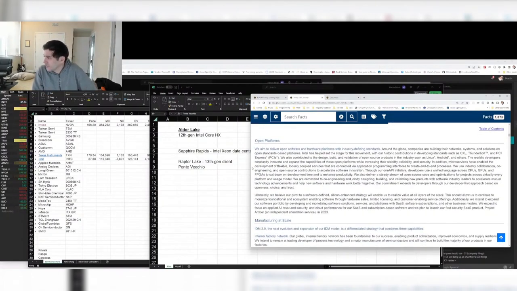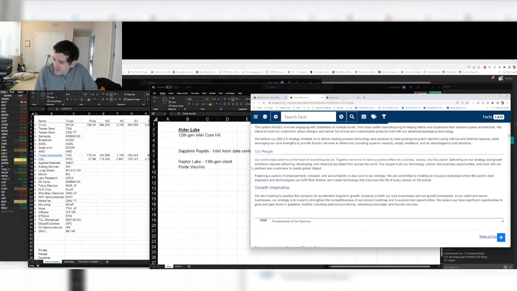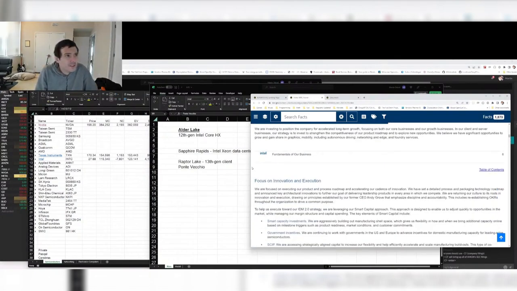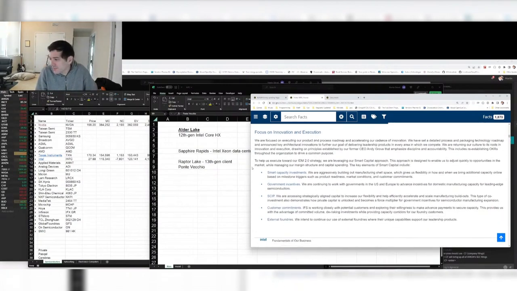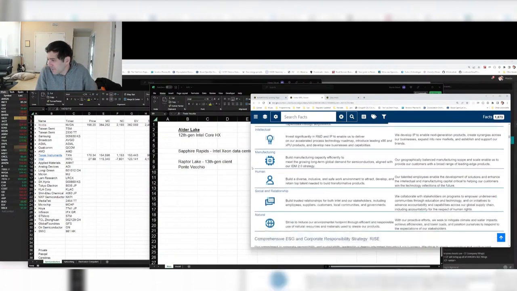X86 architecture. You gotta wonder when X86 dies, right? It's the 8086, and of course 386, 486. Maybe it'll never die.